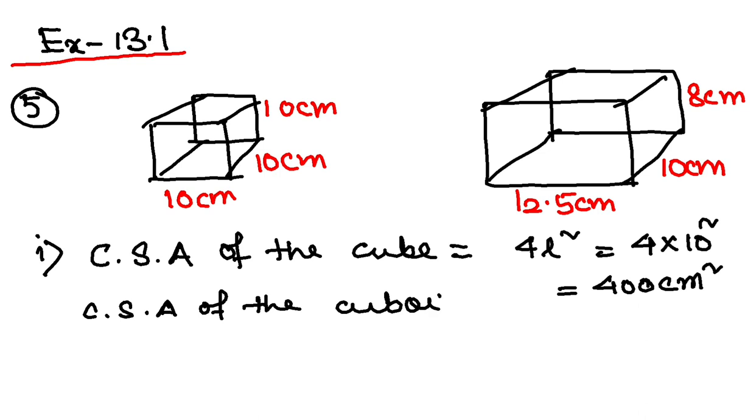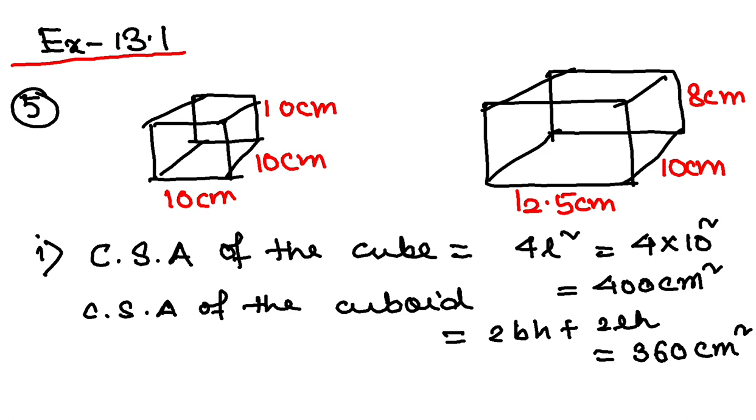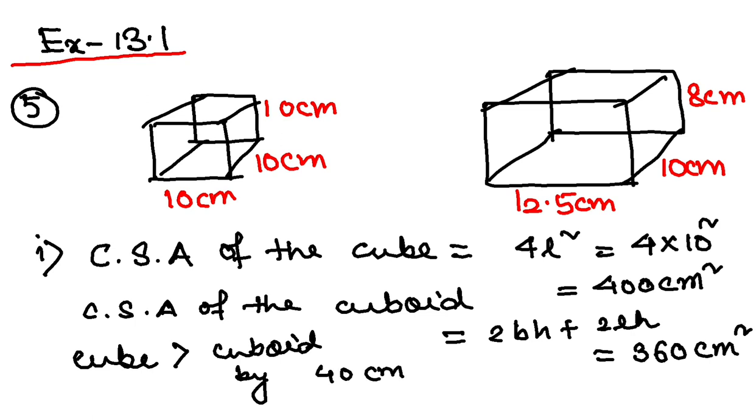CSA of the cuboid, the formula is the front and the back will give you 2 BH plus 2 LH from the side. So if you put the values and calculate, you will find that this is basically 360 centimeter square. So which one has more lateral surface area? The cube. So the cube has more lateral surface area than the cuboid by 400 minus 360, that means 40 centimeter square.